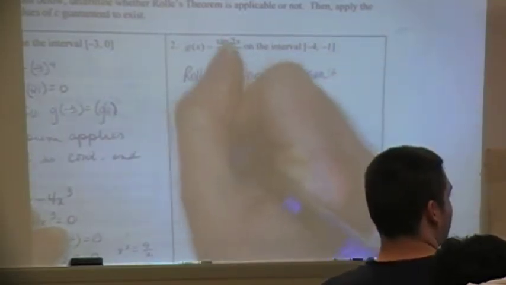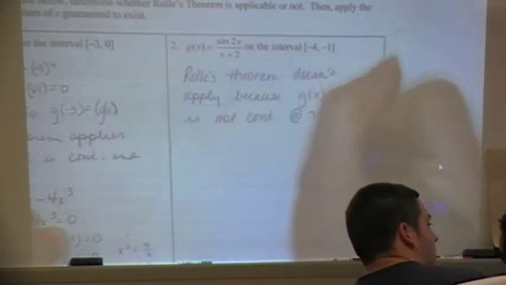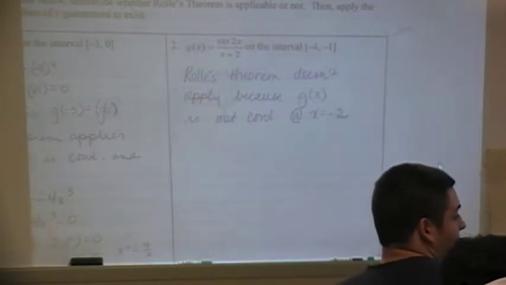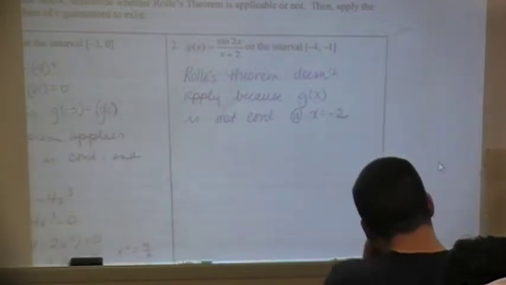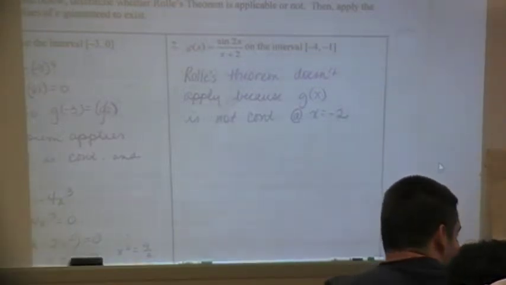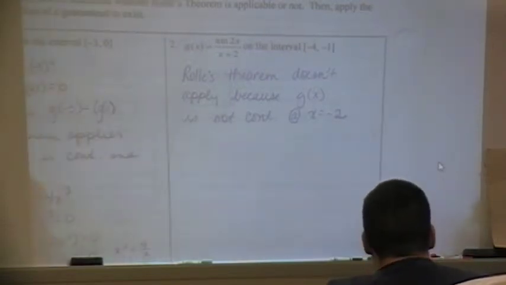So Rolle's theorem does not apply because g of x is not continuous at x equals -2, which is on the interval. So, everybody okay? So far, so good. This is pretty easy.